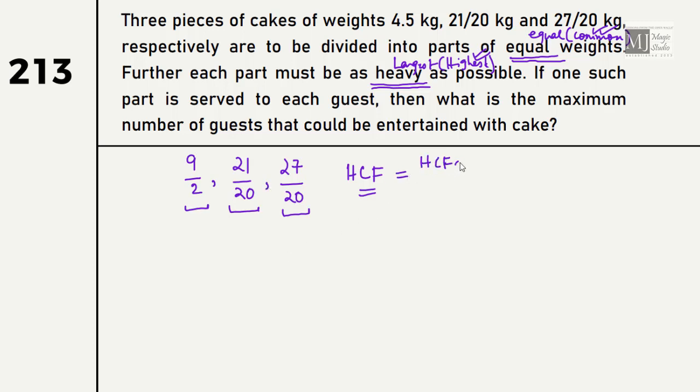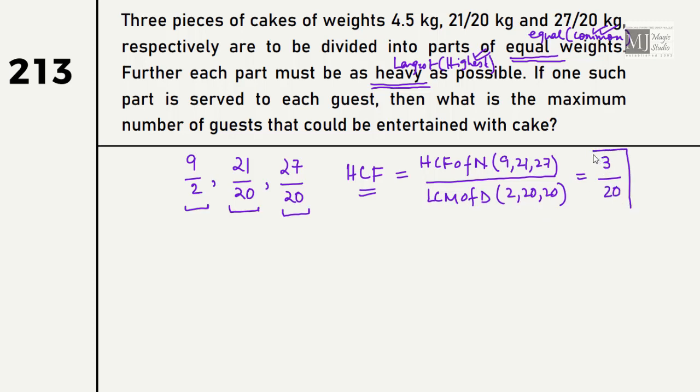HCF of fractions is given by HCF of numerators, that is 9, 21 and 27, by LCM of denominators, that is 2, 20 and 20. So HCF of 9, 21 and 27 is 3, common factor, and LCM of denominators 2, 20, 20 is 20. That means each piece needs to be divided in weights of 3 by 20.